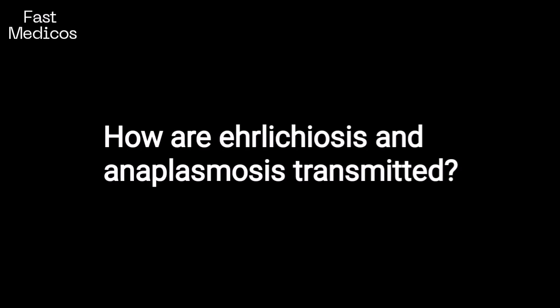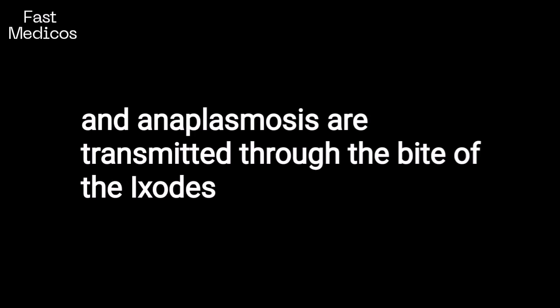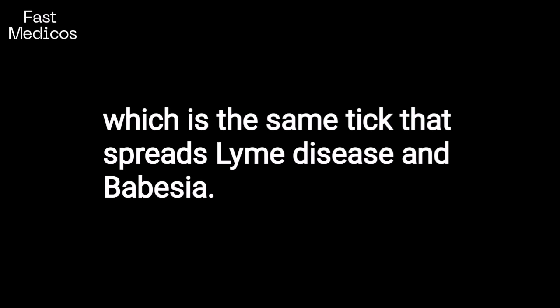93. How are ehrlichiosis and anaplasmosis transmitted? Ehrlichiosis and anaplasmosis are transmitted through the bite of the Ixodes scapularis tick, which is the same tick that spreads Lyme disease and babesia.